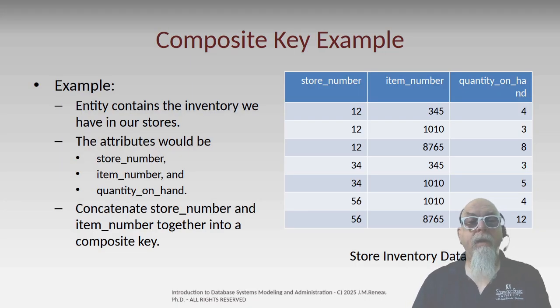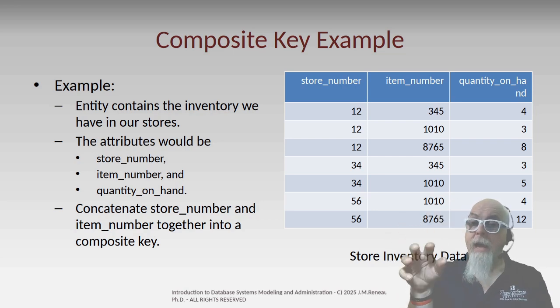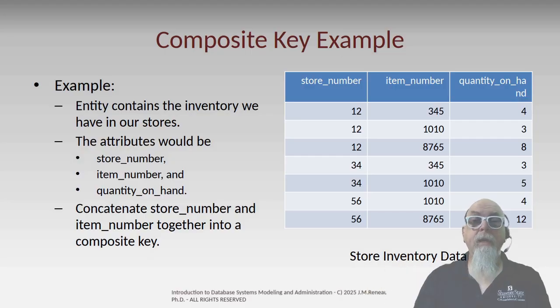Here's an example where a composite key might be a really good key to use. For instance, we have an entity that contains the quantity on hand that we have in our multiple stores. So imagine you've got a company with multiple locations and we've got items in each of the stores that we're selling. So in store 12, you can see that we have item 345 and we have 4 on hand. We can also look down and see that in store number 34, we have 345s and we've got 3 of them. But in store 56, we don't have any of them.